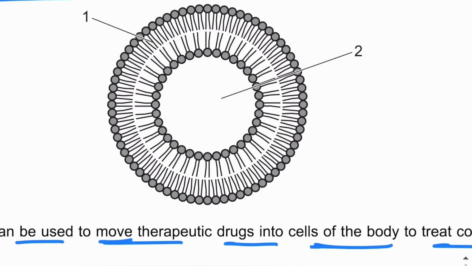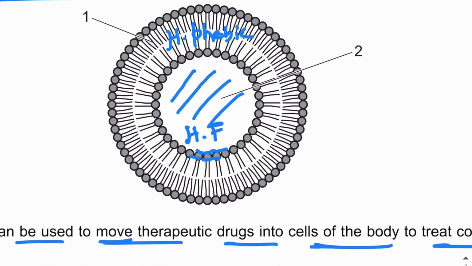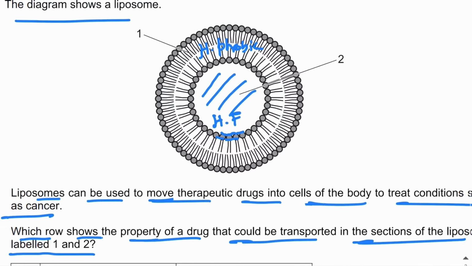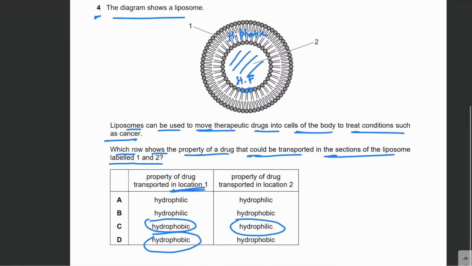Why is that so? Because this region over here is surrounded by the heads of the phospholipids, right? And this region is hydrophilic, right? And this region is hydrophobic, right? So the answer is C.